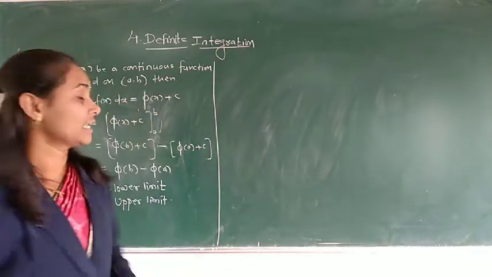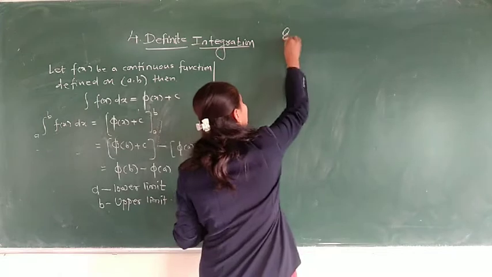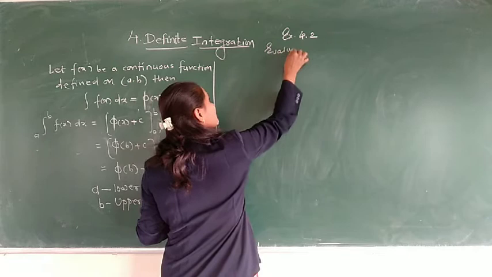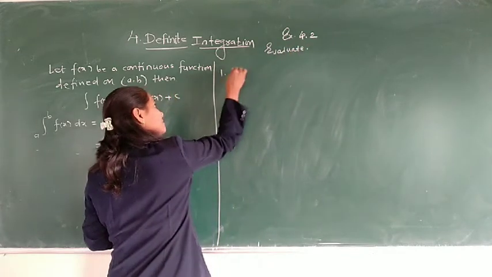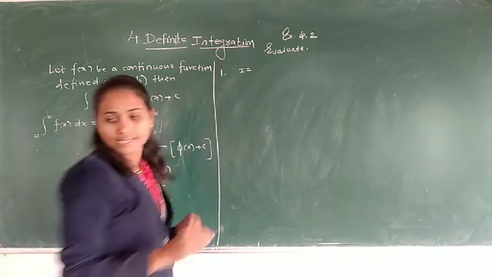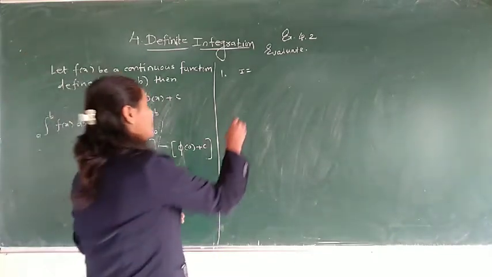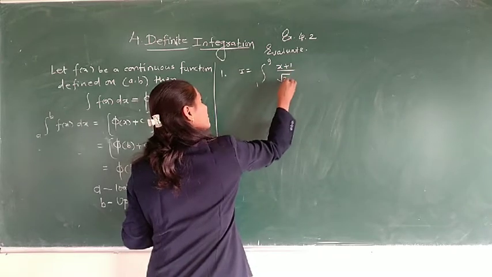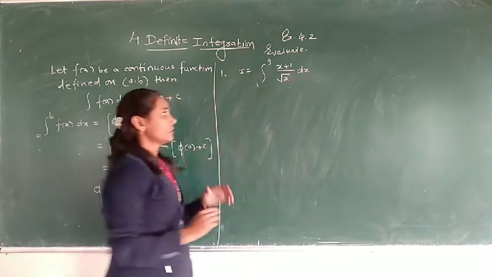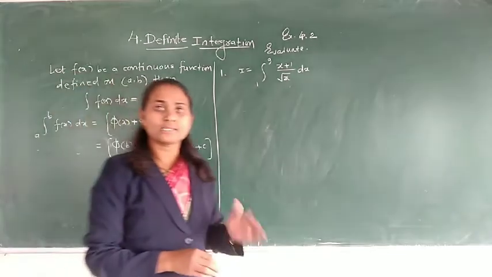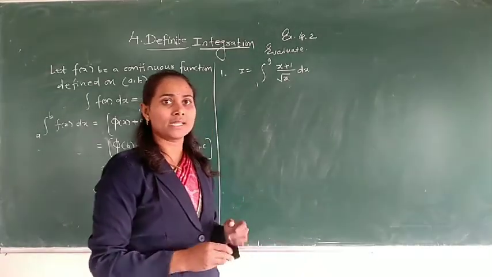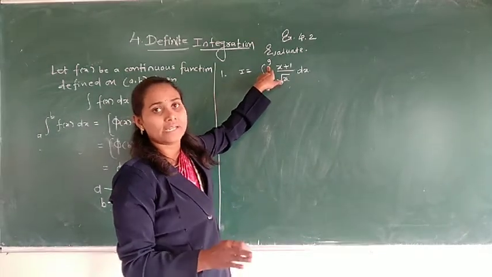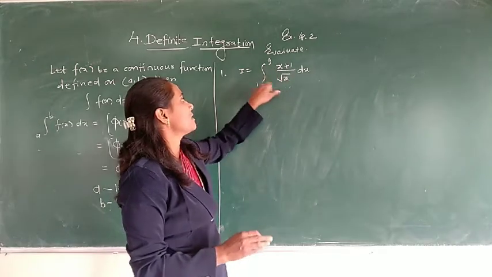First question in our exercise 4.2. Evaluate. The first example is the integral from 1 to 9 of (x plus 1) divided by root x dx. That type of example we already studied in our integration chapter, but here there is only one change, that is, now we have been given the limits of integration. Here we have to find the answer using these limits.